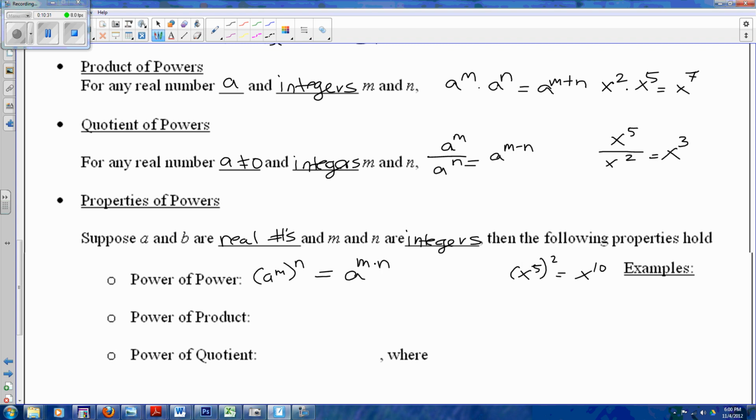Okay, power of a product. If you had ab to the m power, the product, a and b are multiplied, and then we're raising it to a power, you just get to distribute that exponent to both numbers. So our example, I had 3x squared all to the 3rd power. The third goes to everything, so 3 to the 3rd, x to the 6th, and 3 to the 3rd is 27.